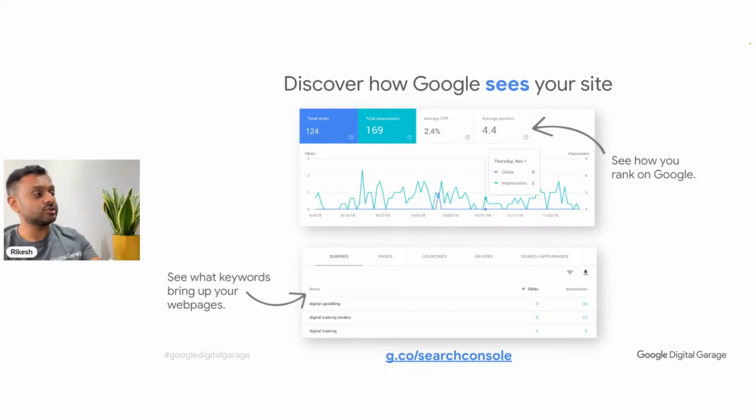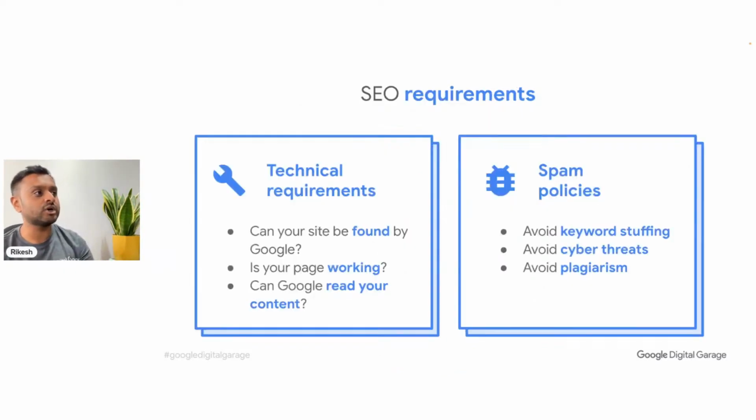But you can also see some of the keywords that actually bring up your web pages, which can give you food for thought to think, oh, maybe I can make some alterations or tweaks to my web pages because I don't want to be found for certain queries, perhaps. So there's a lot of information that can be gathered from Google Search Console for you to check out. Now, in terms of search engine optimization requirements, there are technical requirements and there are spam policies to be aware of.